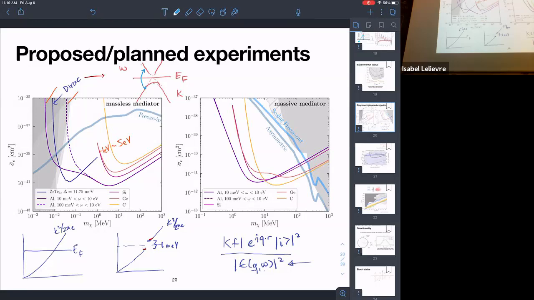One or two questions on this massive mediator on the right here. So this freeze out line, what is the massive mediator for this freeze out target line? Yeah, for these lines, it's usually assumed just by convention in the field.